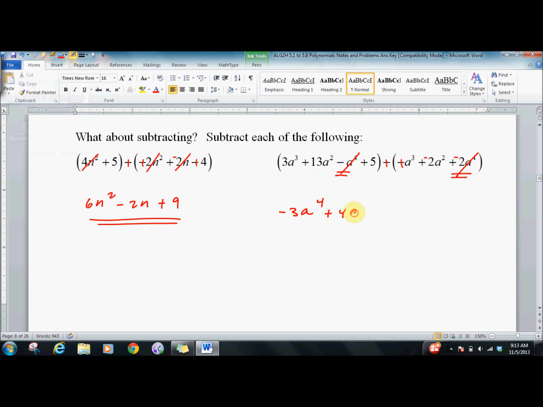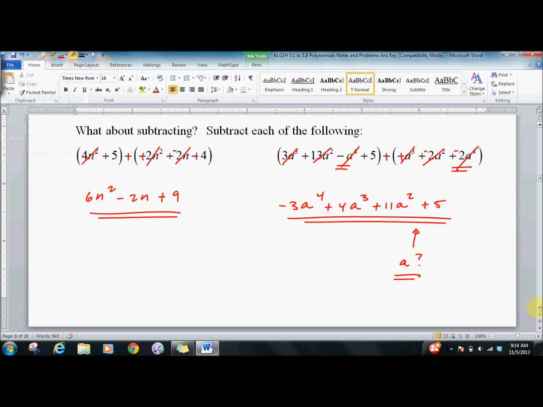Plus 4a to the third plus 11a squared plus 5. And notice there's no a term. That's fine, just leave it out. I've seen people before who will sneak a plus a to the 0 in there, which actually is incorrect, plus 0 times a to the 0, but don't bother. Just recognize it's not there. Don't ignore it.